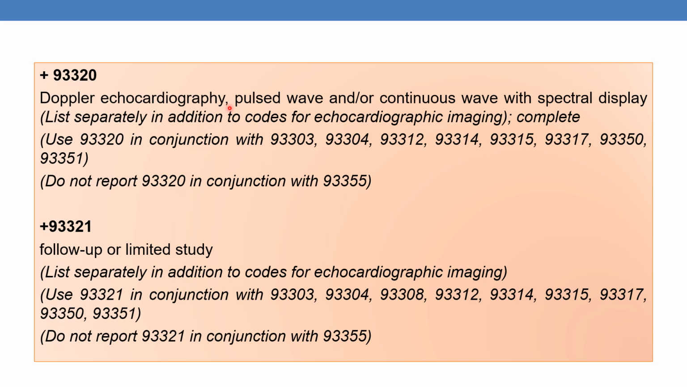This is Doppler echocardiography. The next is an add-on code plus 93321 for follow-up or limited study. Whenever Doppler echocardiography complete means you need to report 93320. Doppler echocardiography follow-up or limited study means you need to report 93321. Both are add-on codes only, must be coded in addition to the codes for echocardiographic imaging. And these are the list of codes in conjunction to which you can use 93321. Important point is you should not report 93321 in conjunction with 93355.